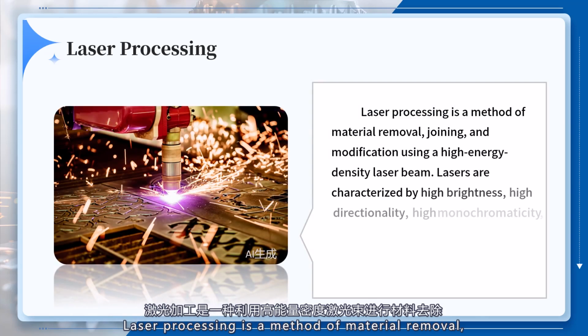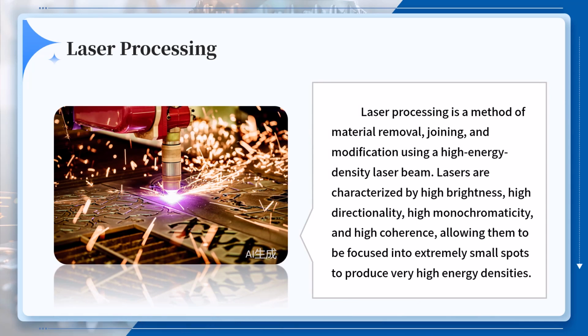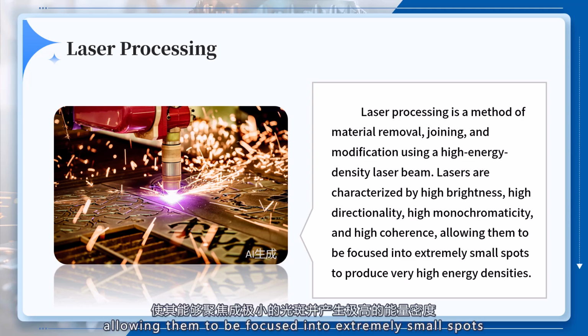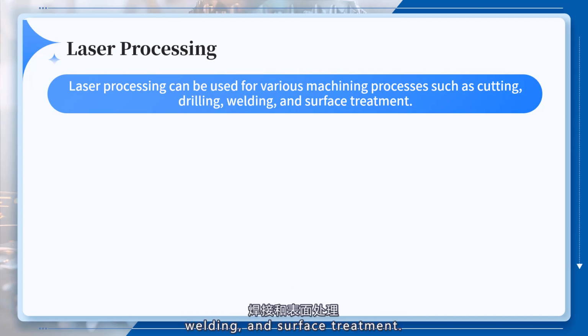Laser processing is a method of material removal, joining, and modification using a high energy density laser beam. Lasers are characterized by high brightness, high directionality, high monochromaticity, and high coherence, allowing them to be focused into extremely small spots and generate extremely high energy density. Laser processing can be used for various machining processes such as cutting, drilling, welding, and surface treatment.